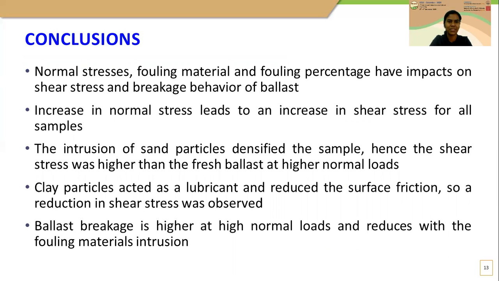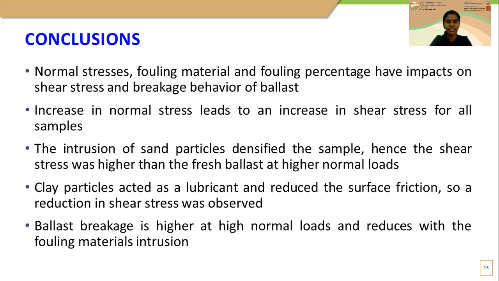And then I'll come to the conclusions of my research. Normal stresses, fouling material and fouling percentage have impacts on shear stress and breakage behavior of ballast. There is an increase in shear stress when the normal stress increases for all samples. This is due to the high frictional resistance provided by the high particle interlocking. The intrusion of sand particles densifies the sample. Therefore, there is an increase in shear stress at higher normal loads compared with the fresh ballast.